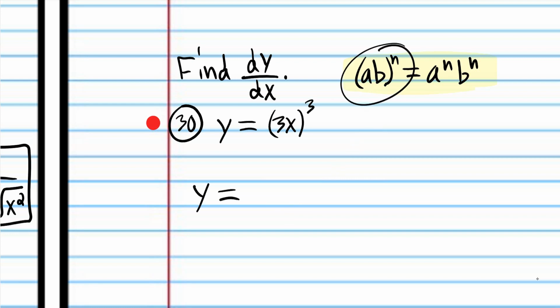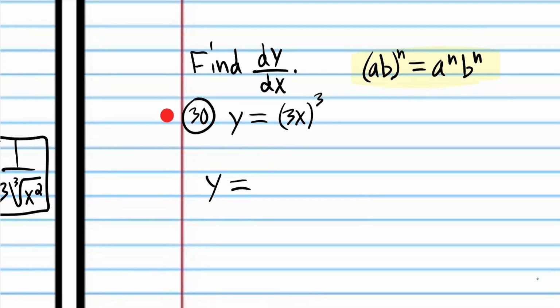I wrote these letters a little differently. I chose different letters than the rules that I give you in my intermediate algebra course, just because we're using y and x here and I don't want things to get confusing. But what this rule tells us is that we can change that expression to 3 to the third power times x to the third power. So we have 27 times x to the third power.